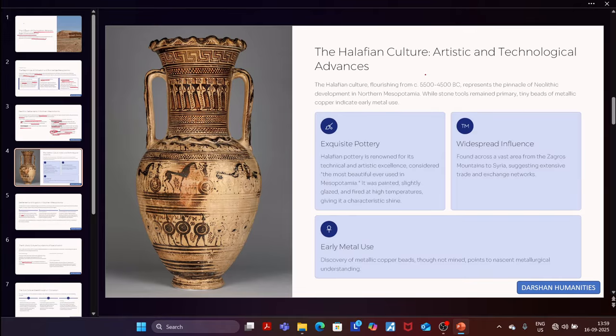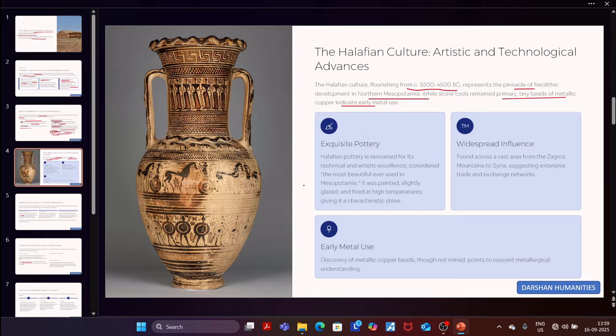Halafian culture, as I already mentioned, flourished from around 5500 to 4500 BC. It represented the pinnacle of Neolithic development in northern Mesopotamia. While obviously stone tools remained primary, tiny beads of metallic copper indicate early metal use.